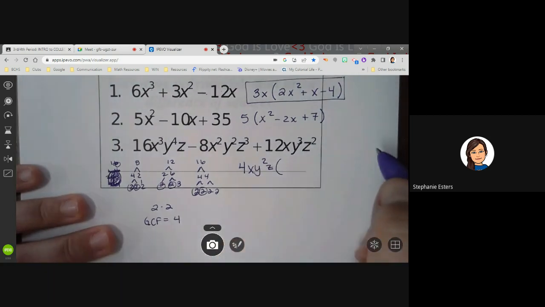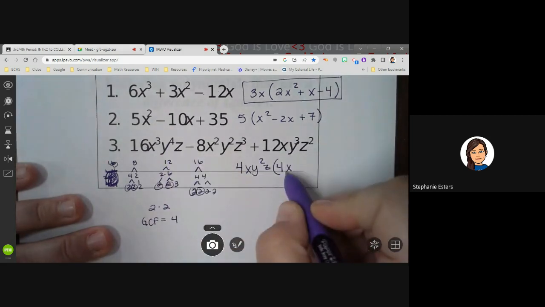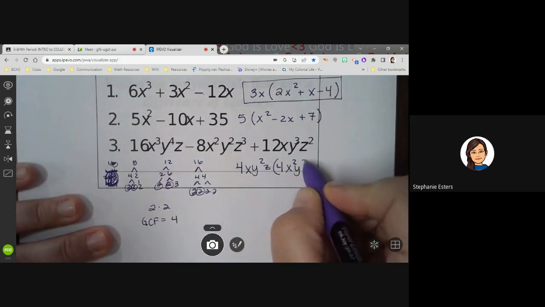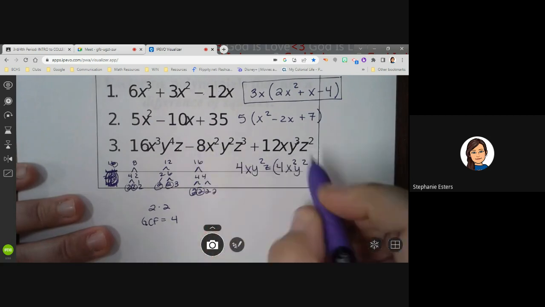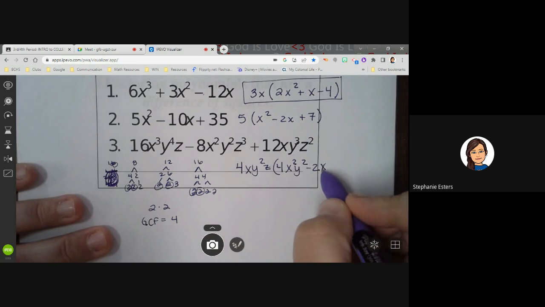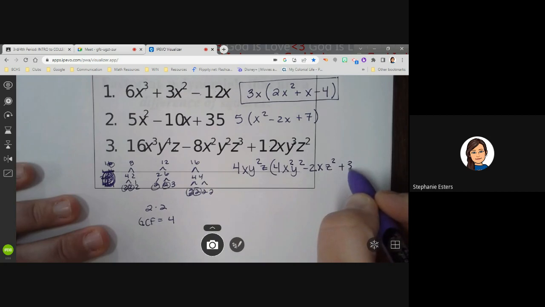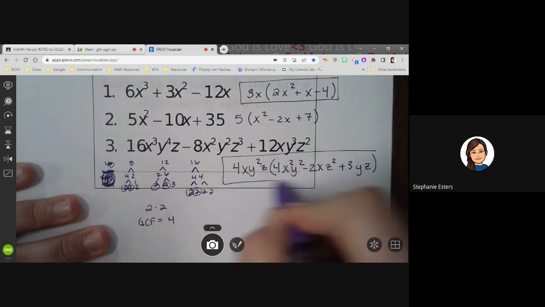Now I just need to divide by it. 16 divided by 4 is 4. There are 2 x's left, 2 y's. Here, negative 8 divided by 4 is negative 2. There's 1 x left, no y's, and 2 z's. And then 12 divided by 4 is 3. No x's, 1 y, and 1 z. There's my final answer.